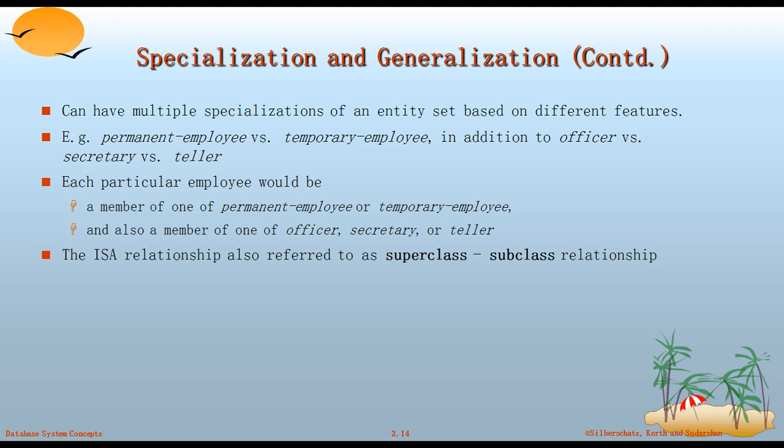We can have multiple specializations of an entity set based on different features. For example, permanent employee versus temporary employee, in addition to officer versus secretary versus teller. Each particular employee would be a member of one of permanent employee or temporary employee, and also a member of one of officer, secretary or teller. So the ISA relationship is also referred to as a superclass and subclass relationship.